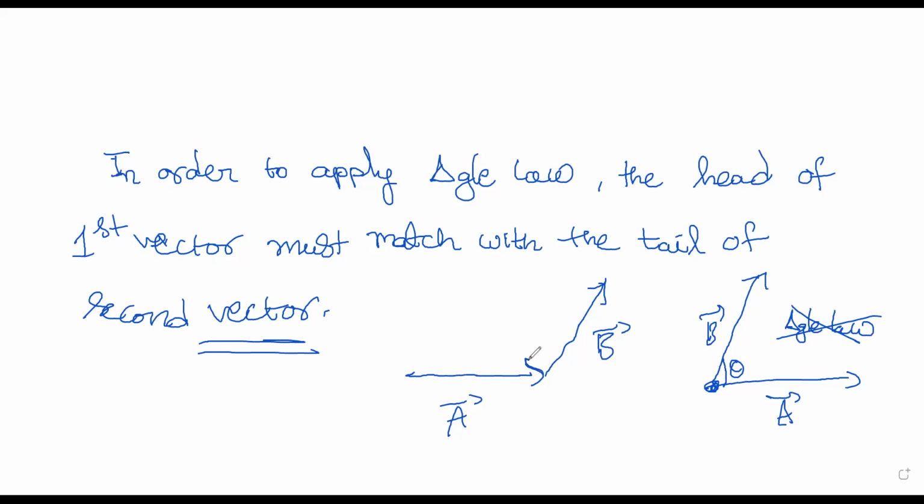Now in the first case, you see the A bar's head, this is the arrow bar, head is matching with the tail of B bar. So the resultant of these vectors is this line which is joining the tail of the vector A to the head of vector B. So that is the resultant. R bar is equal to A bar plus B bar.